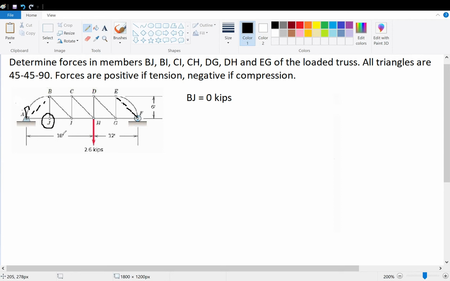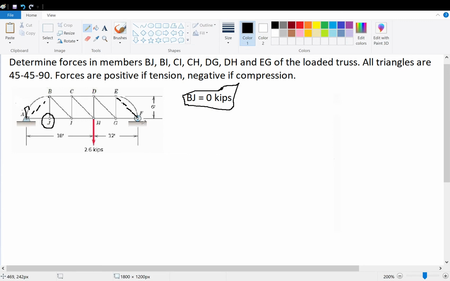And that is because the y component of this joint, the net force in y, is only contributed by BJ, and for those forces to be equal to 0, for it to be a static bridge, then BJ has to be 0. So that's going to be the first one of our answers. Sorry for the bad drawing.